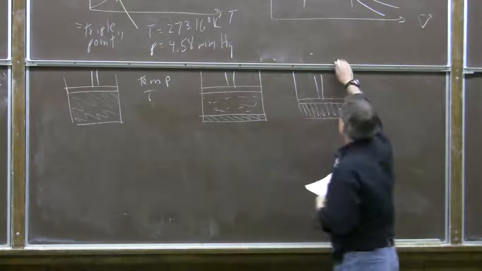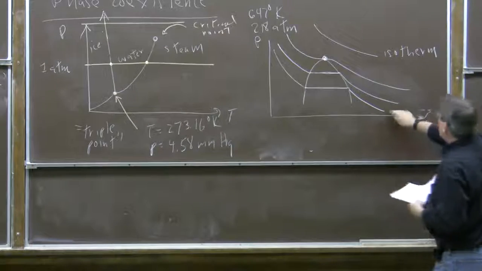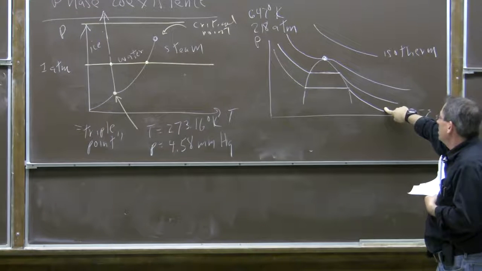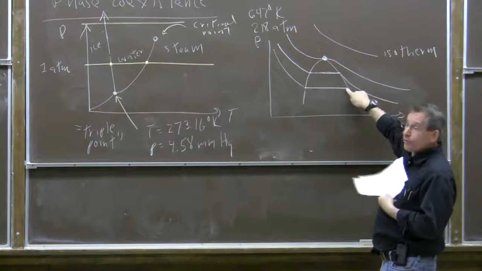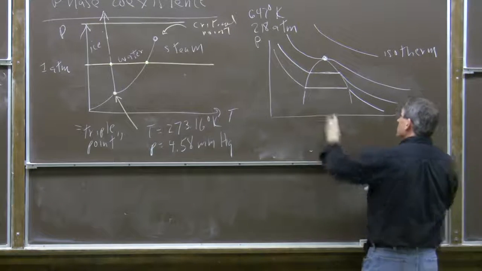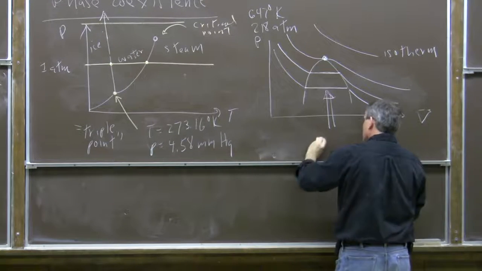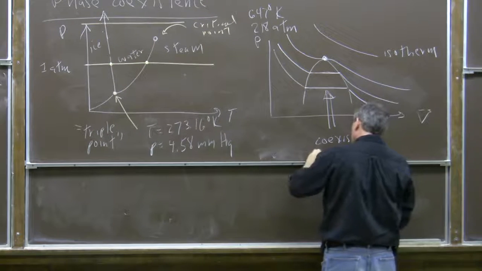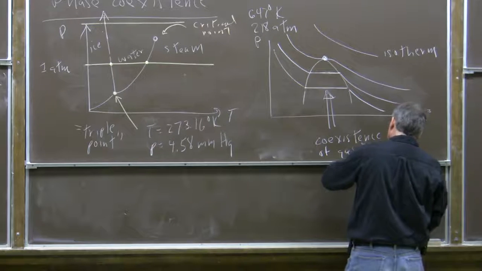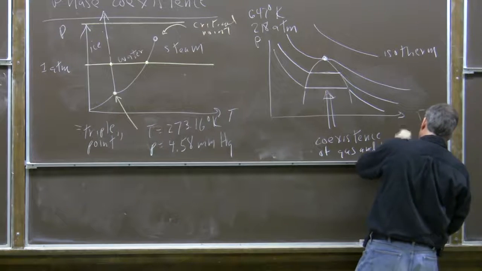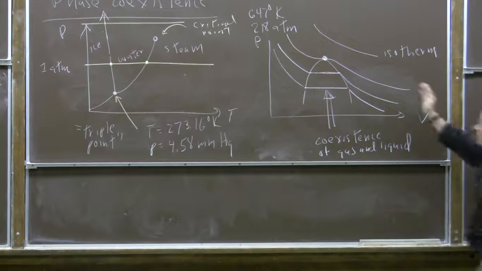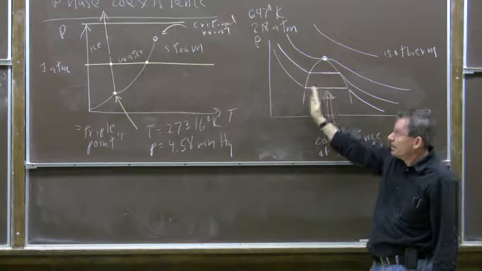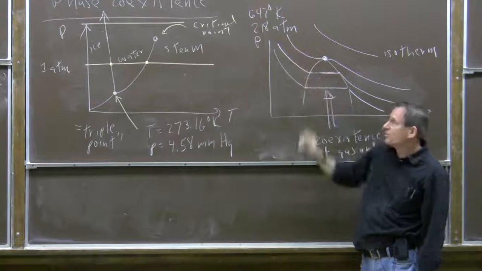So this is just describing the same thing. We start out with a large volume chamber. It's a gas. We compress it for a while. Eventually the liquid forms. And so in here, this is the coexistence of gas and liquid. Keep squeezing down. Eventually we've converted all the gas to liquid, and then compressing further makes the pressure shoot up.